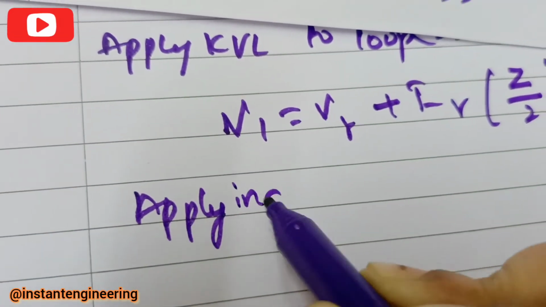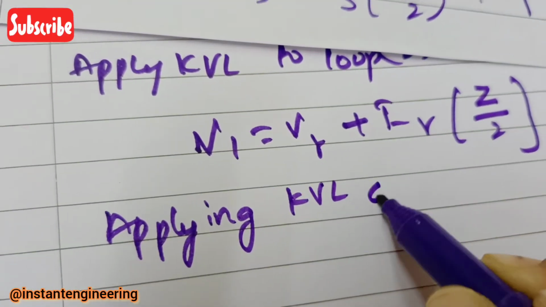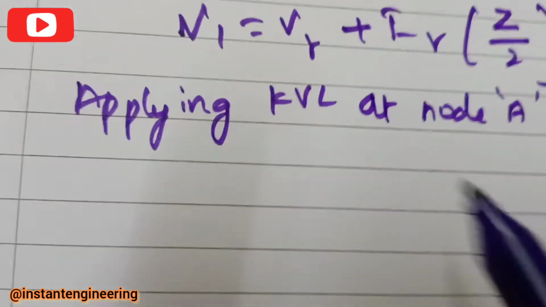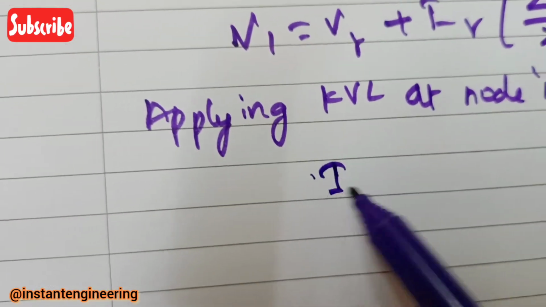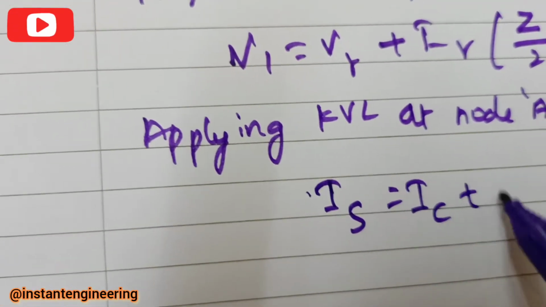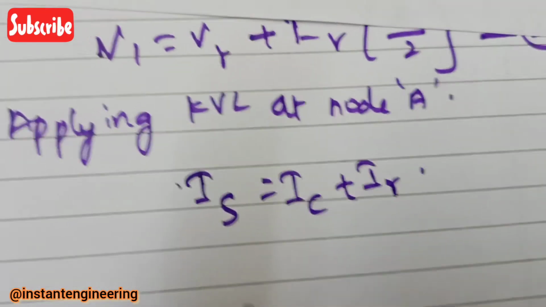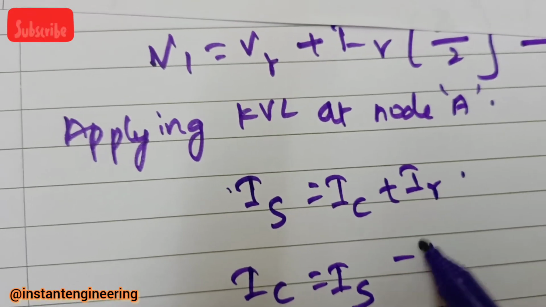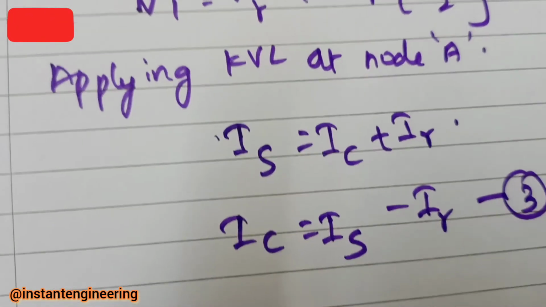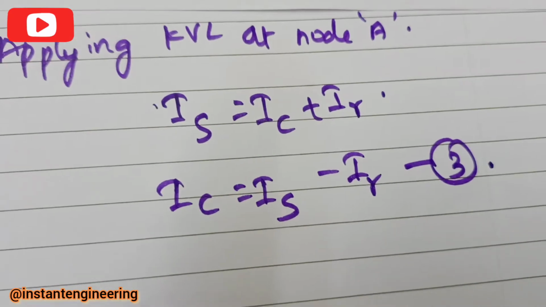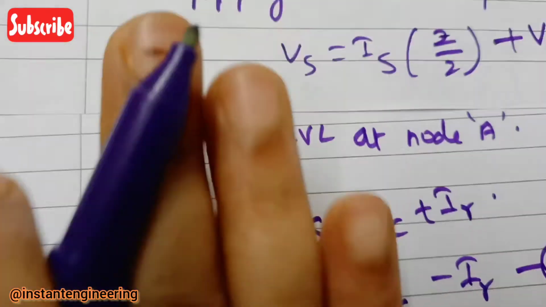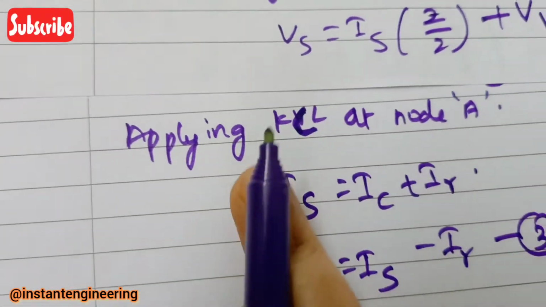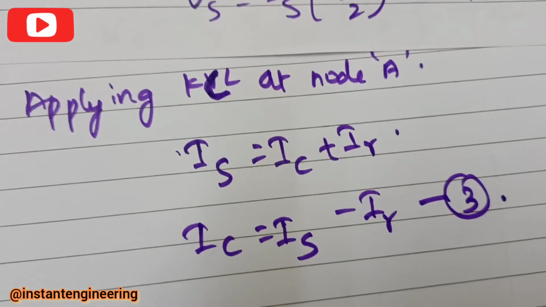Applying KCL at node A. So that will be IS is equal to IC plus IR. Alright, from this you can also write IC is equal to IS minus IR. Consider this as equation 3. I hope this is clear, right? Now, this is basic thing. Just applied KVL and KCL. Sorry, this is KCL, current. KCL. Now you have got this, right?